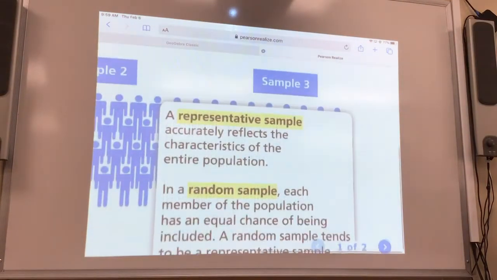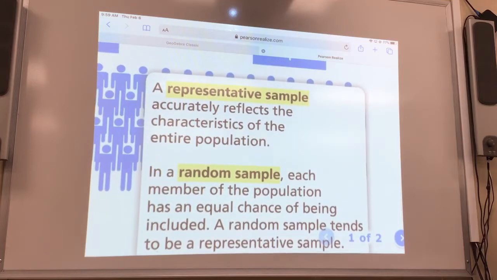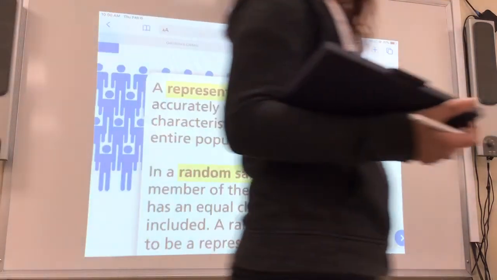Okay, then we have the one on the bottom. Can you see that one? I can't scroll up anymore because it's at the bottom. But next thing you do, write down a random sample. In a random sample, each member of the population has an equal chance of being included. So we wrote down. Yeah, write down that definition. Everyone could be included.